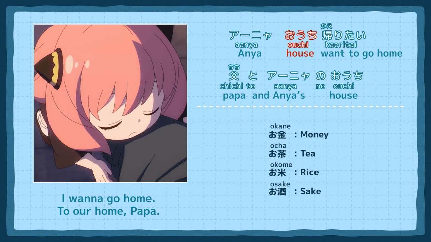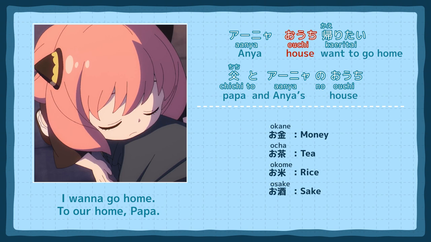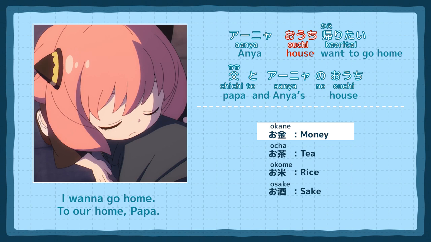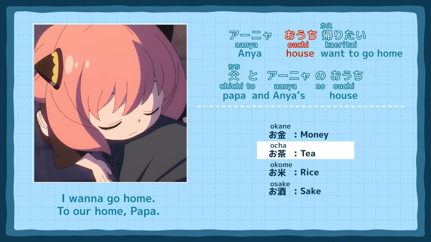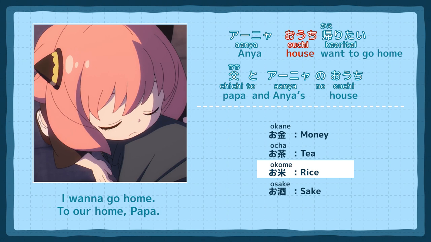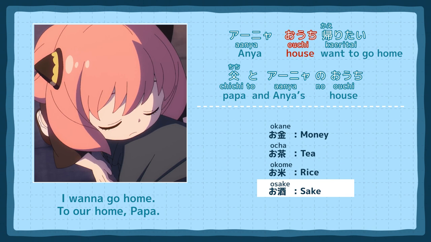If you say them without o, people might feel you're a little bit uncultivated or rough. For example, kane, money. Better to say okane, okane. Cha, tea. Ocha, ocha. Kome, rice. Okome, okome. Sake, rice alcohol or alcohol in general. Osake, osake.